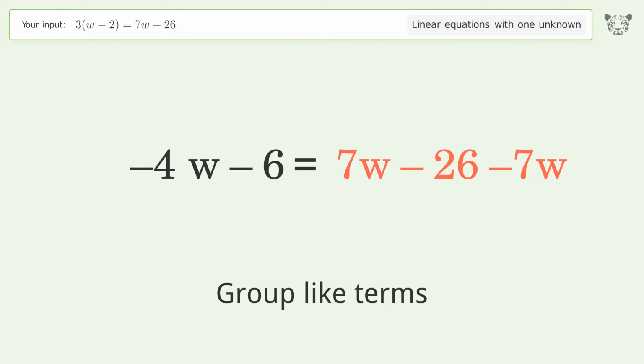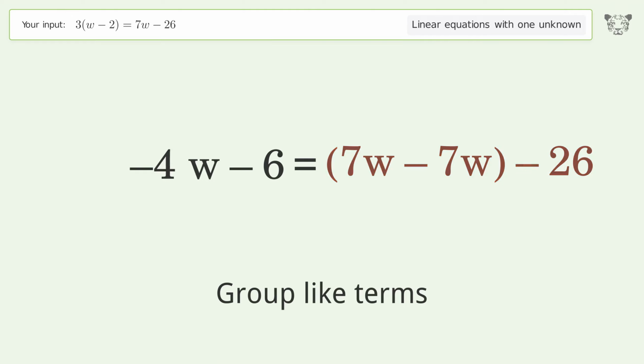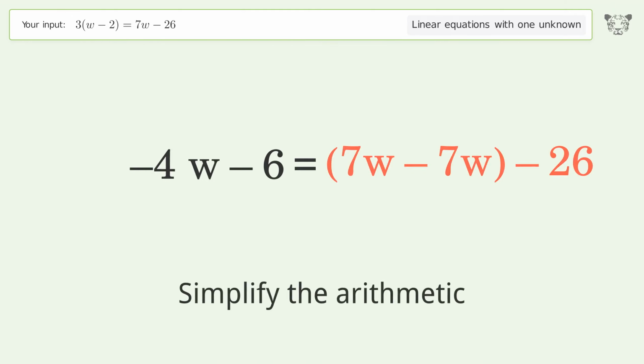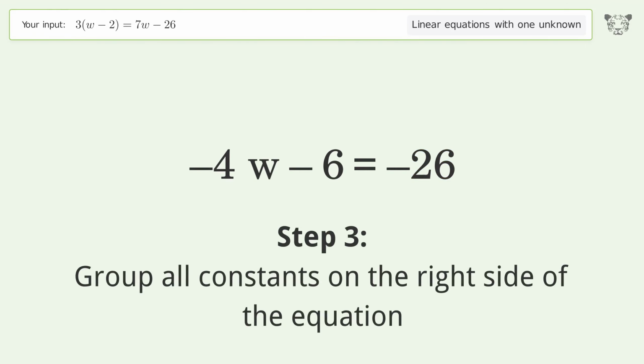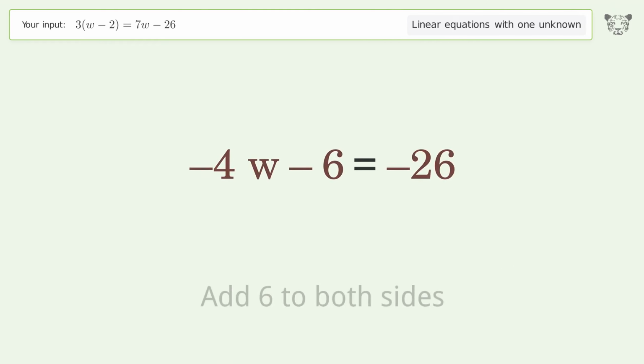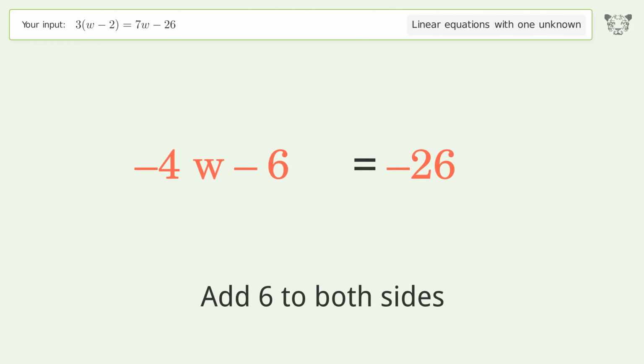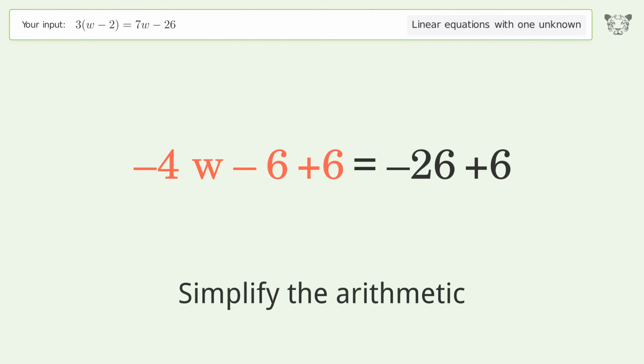Group like terms. Simplify the arithmetic. Group all constants on the right side of the equation. Add 6 to both sides. Simplify the arithmetic.